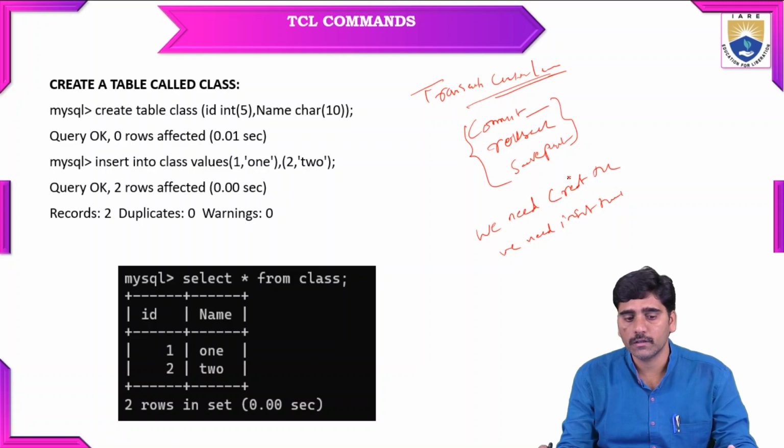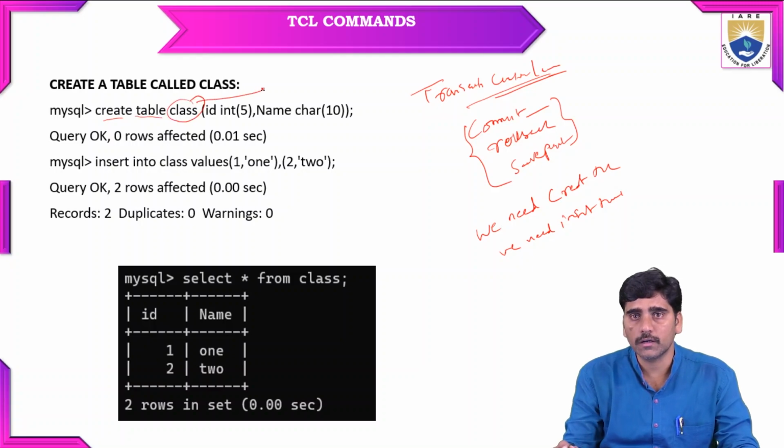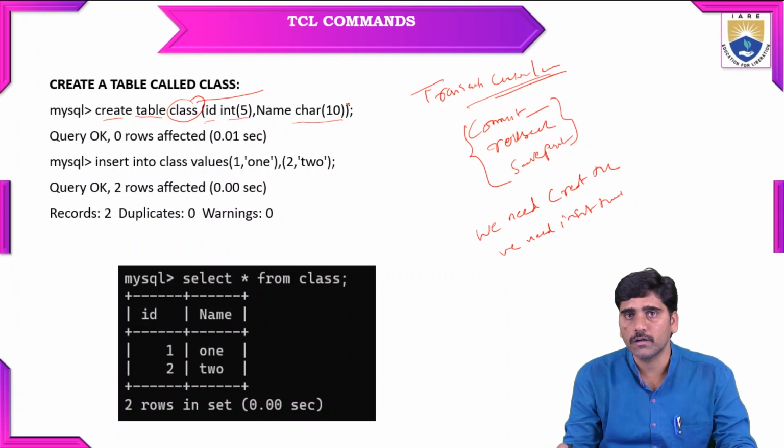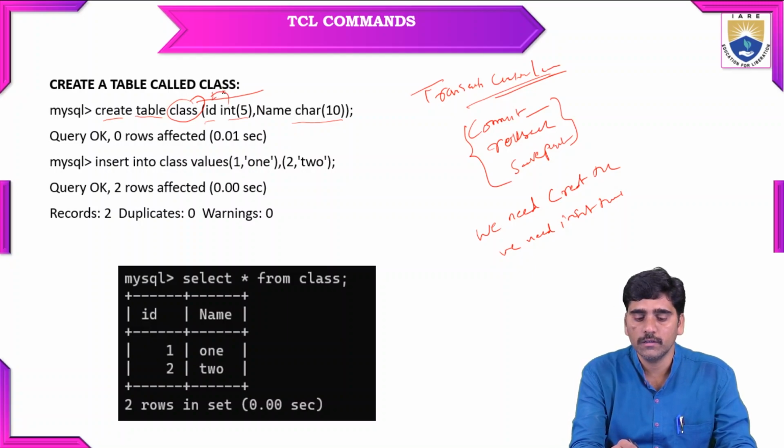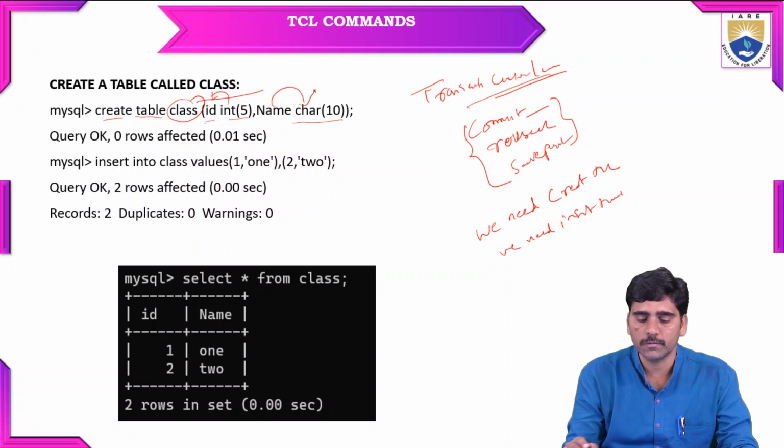So how can we create the table? In the previous sessions we already discussed how to create the table and how to insert the values into the table. So here, create table name. Class is the table name, and ID integer of 5, name character of 10. It indicates that ID is an integer data type and the name is a character data type.